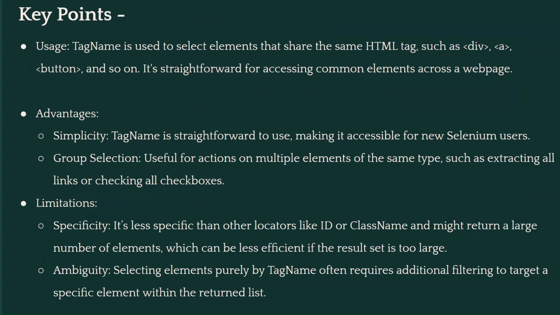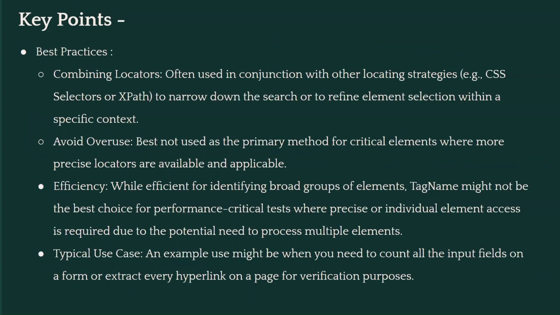Basically it's used to select elements. Advantages: it's straightforward and we can extract multiple elements from here. Limitation: it's less specific than locators like ID or class name. That's obvious, it's not that specific. And the best practice is this. Now let's implement the example.